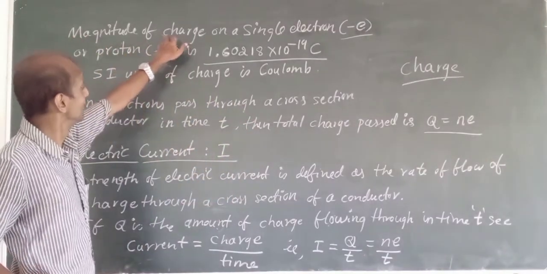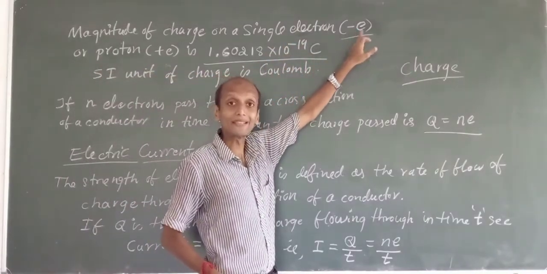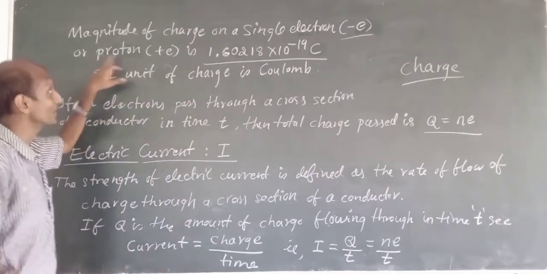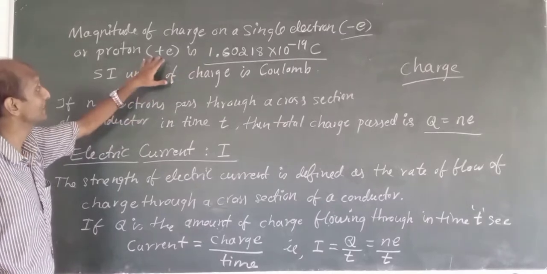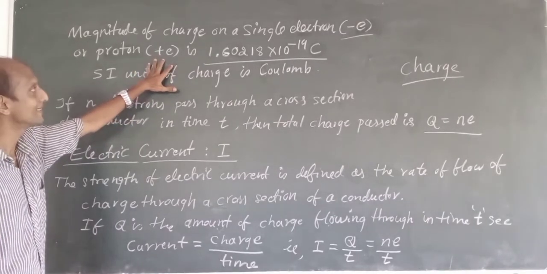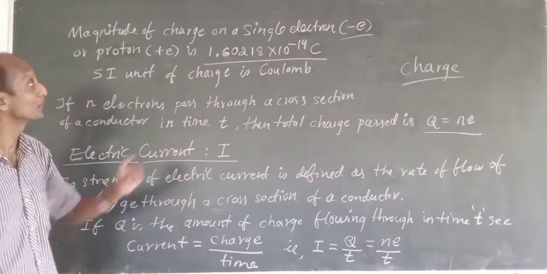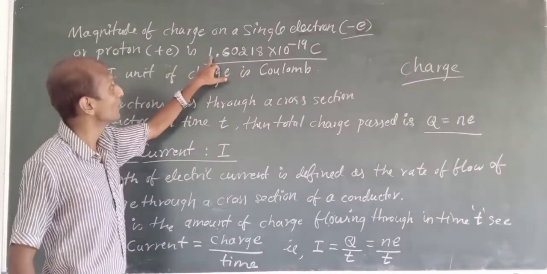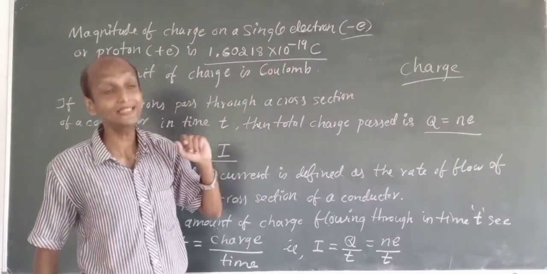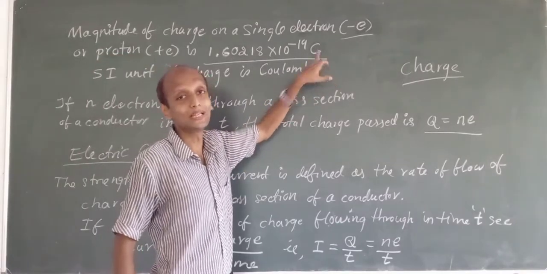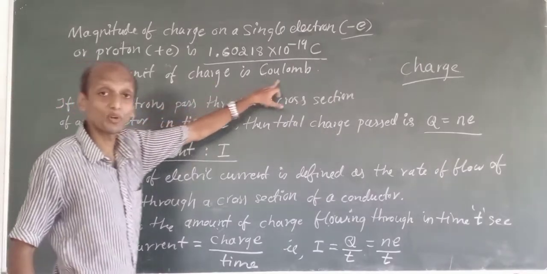So the magnitude of charge on a single electron. A single electron is denoted as minus e, and proton is denoted as plus e. So the magnitude of charge on a single electron or single proton is what? It is 1.60218 into 10 power minus 19 C, that is what? Coulombs. Okay, so the SI unit of charge is what?